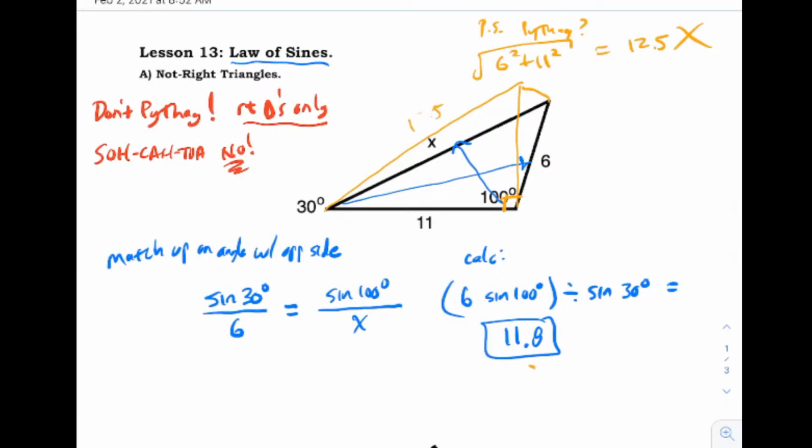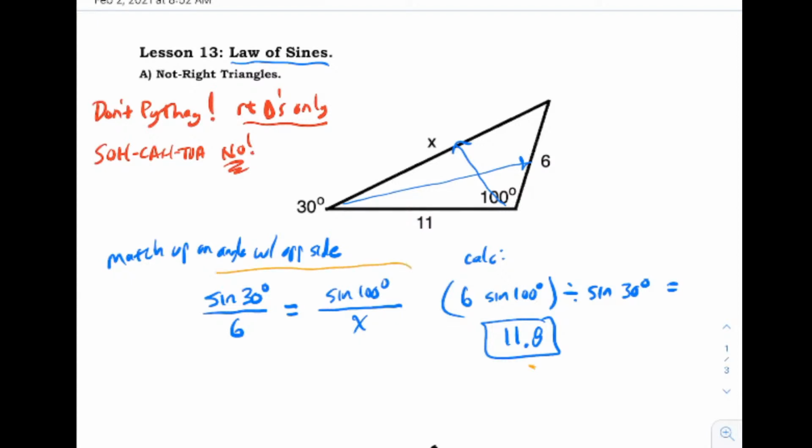We didn't have a right triangle at all, which means we don't do any of that Pythag stuff, okay? So point made. Pythag gives you the wrong answer. It's this law of sines that you want to use. And here is the law of sines in all of its glory right there.